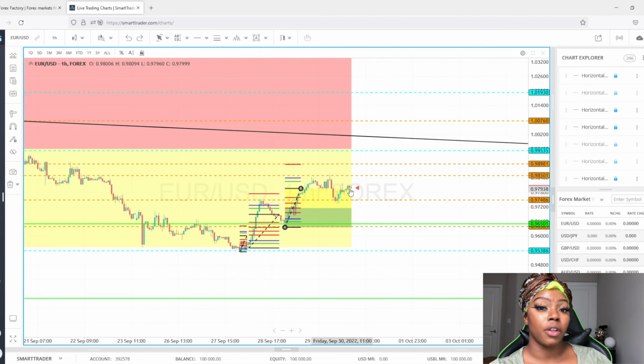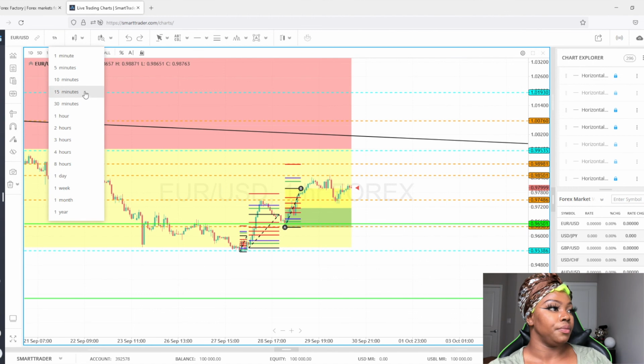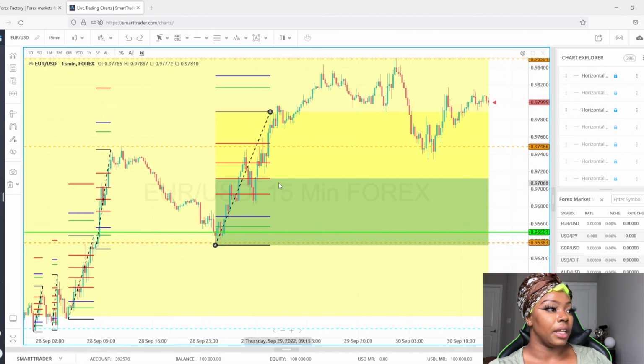Overall I'm bearish on the euro dollar, but on a counter trend, I would suspect that this pair is going to move up into a couple of these zones, ultimately touching that trend line and then being rejected again. So that's how I would play it. So yeah, that has been my euro dollar.